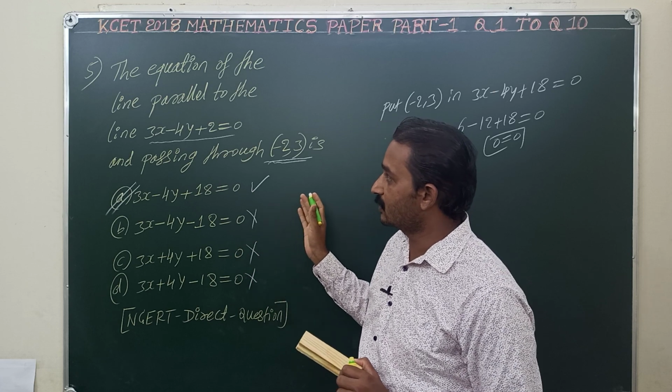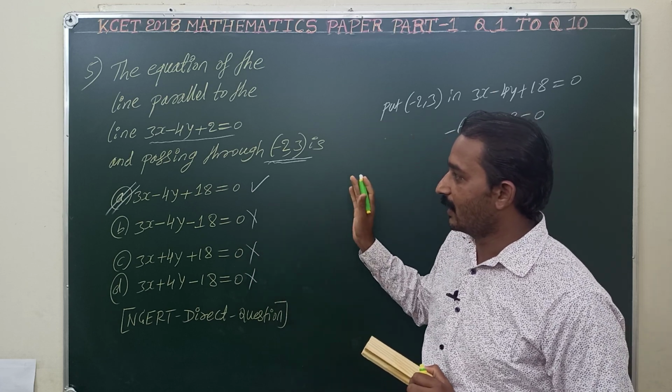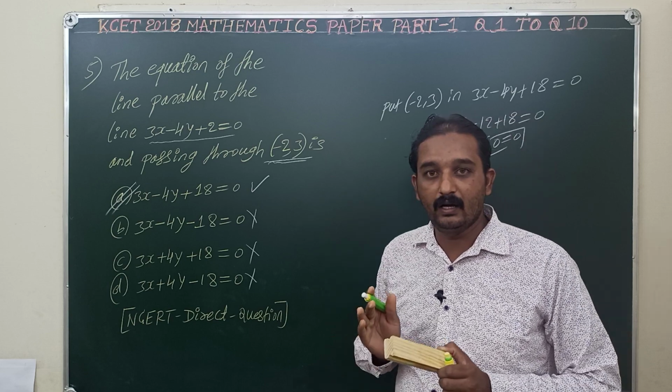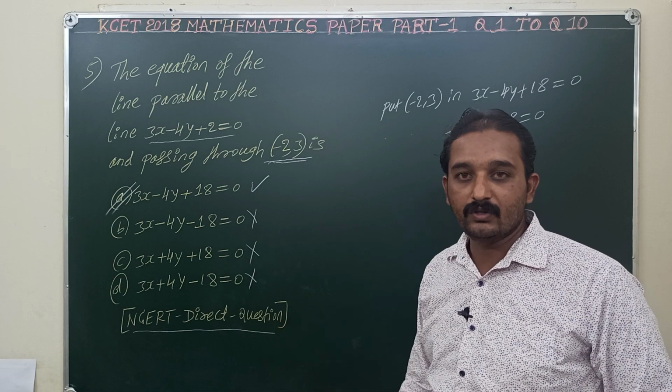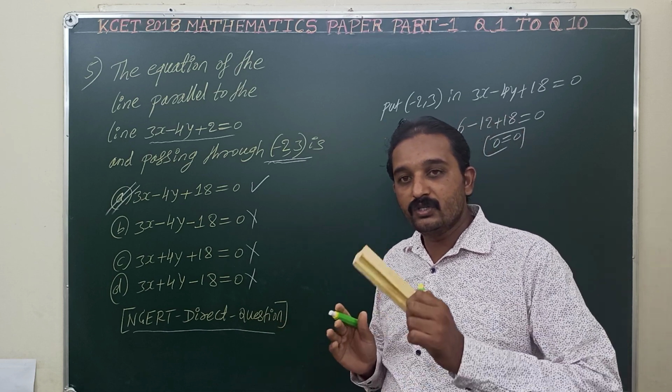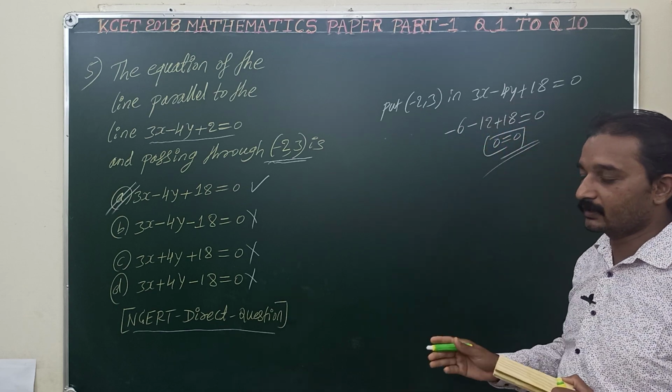This is a lengthy process in the usual method, but here we use the shortcut method. Easily identify the required line. This is an NCERT direct question. All the students solve this question easily by the usual method. Here we solve by the shortcut method. Take down.